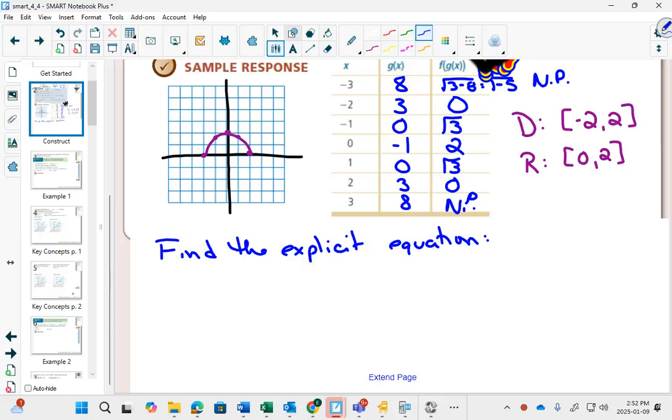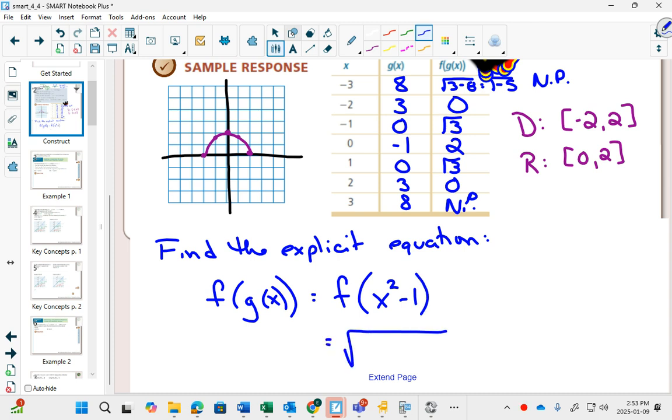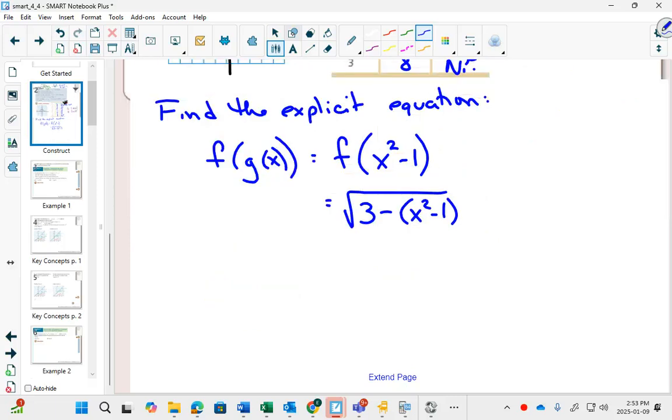So we're trying to find f of g of x. We knew that g of x was x squared minus 1. And f was the square root of 3 minus whatever you put in, so it'd be the square root of 3 minus x squared minus 1, which I could simplify. This will be the square root of minus x squared, and then this will be 3 plus 1, which is 4.